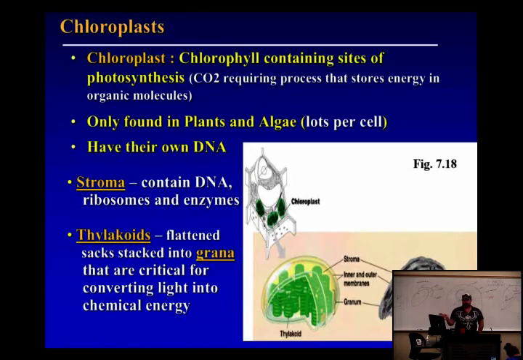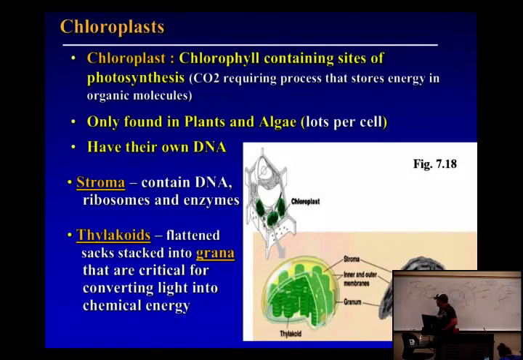So the next one we're going to talk about are chloroplasts. Do you guys have chloroplasts? No. The only things that are autotrophs, remember that word from chapter 1? What does that mean? It means make their own food, right? So plants do this through photosynthesis. So these chloroplasts are the sites of photosynthesis.